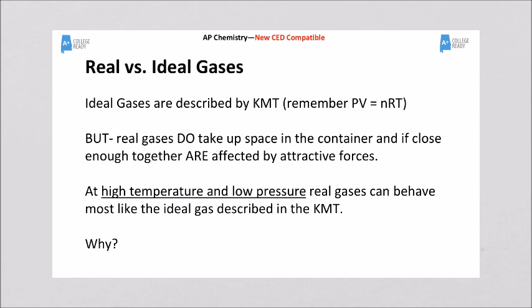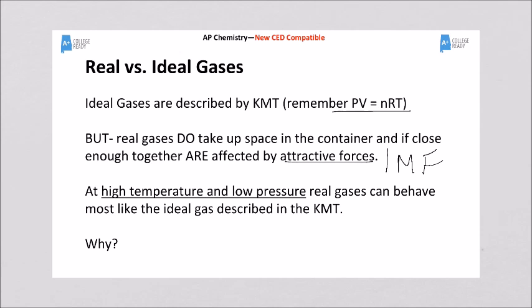Okay, so real gases versus ideal gases. As I said, ideal gases are described by the kinetic molecular theory, and we'll look at PV equals nRT later. But we do know that real gases do take up space in the container, and if the particles are forced to be close enough together, they could be affected by attractive forces, which is where IMFs might come into play. So what I mean are IMFs, the attractive forces. At high temperature and low pressure, real gases behave most like ideal gases.